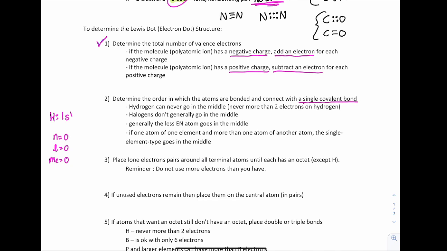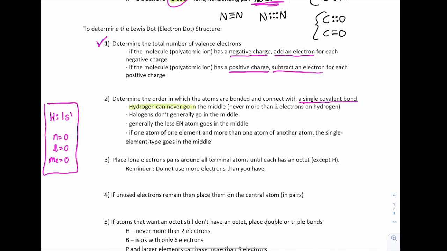So in the first shell, I can only hold 2 electrons maximum. That's the very maximum in the first shell. A bond is 2 electrons. So if you have one bond, you've maxed out the number of electrons that can go in that shell. So hydrogen can never go between atoms, right? If I was to do something like this, I now have 4 electrons on hydrogen, and that's not possible, right? This is why it's not possible. So be really careful. If you draw a Lewis dot structure with hydrogen in the middle, I don't give you a lot of mercy.